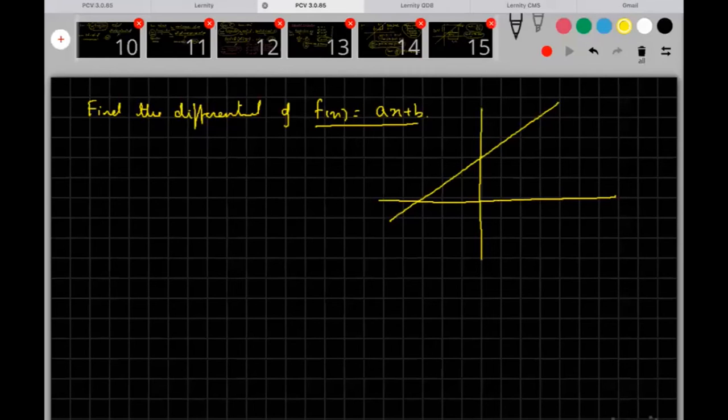Now, I would also like to understand what is this point. So at this point, x is 0. So if x is 0, y is b. At this point, y is 0. So if y is 0, x is equal to minus b by a. So I would like to know these points. Okay, and then I'm drawing this.